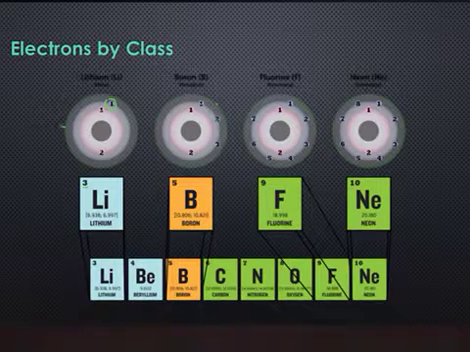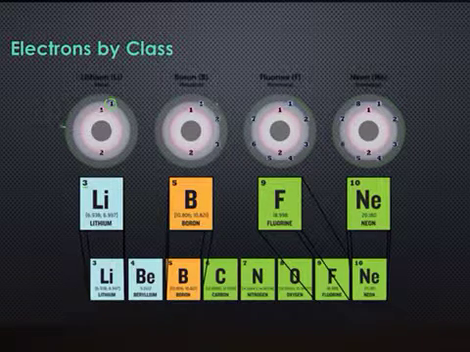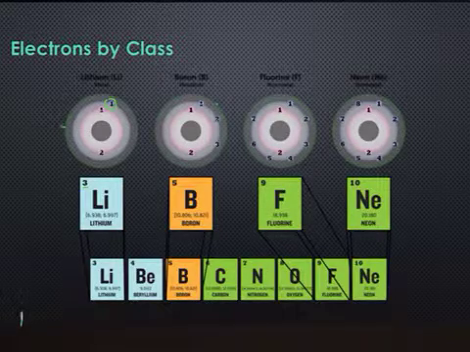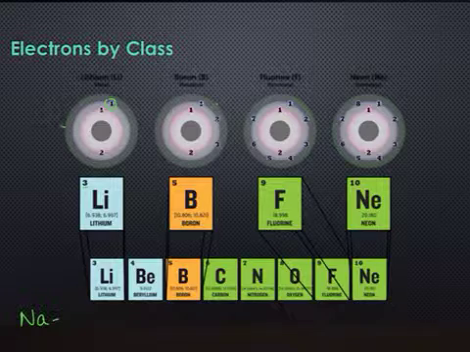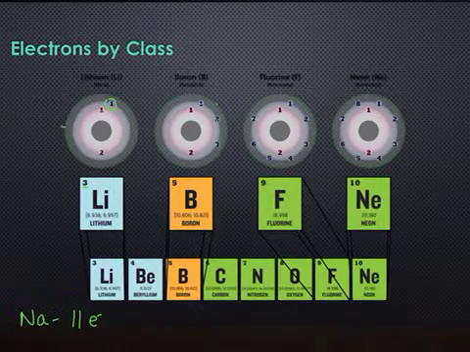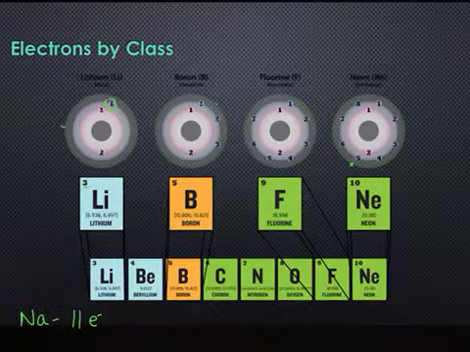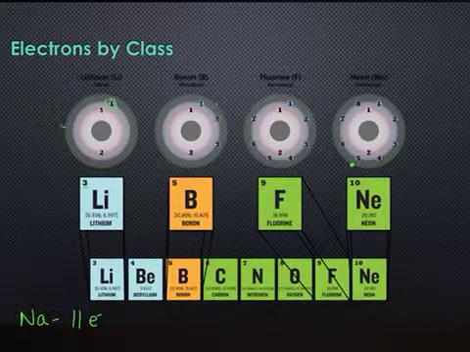So finally, as we work our way to the very end of that period, we get to neon, which has 10 electrons. As you can see, that first energy level fills up with 2, and then we can place the remaining 8 in the second energy level. So that fills the second energy level. So when we get to the element which is next in line, which is sodium, we'll have 11 electrons. That 11th electron will go in the third energy level.